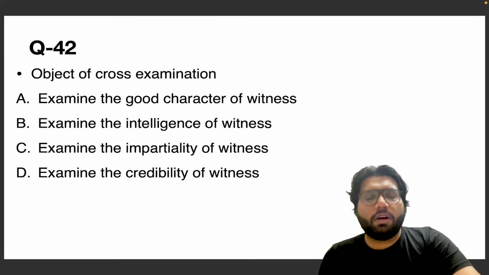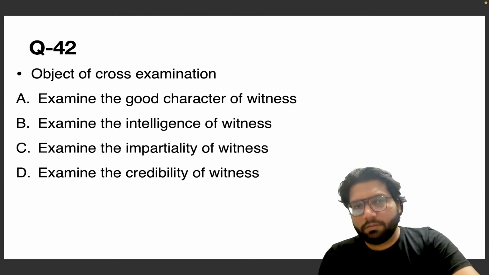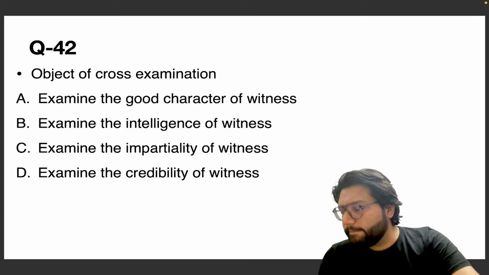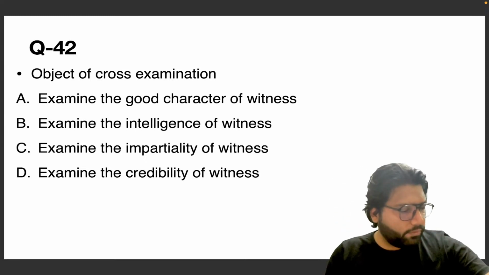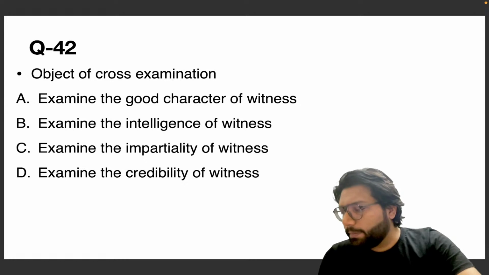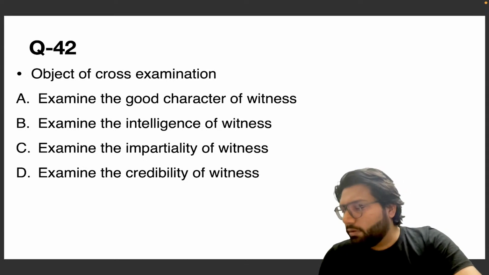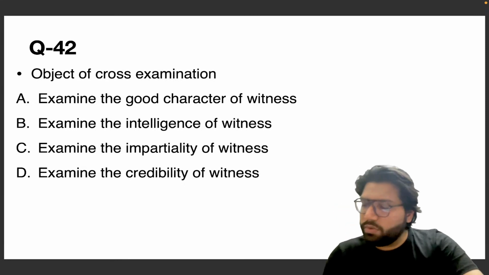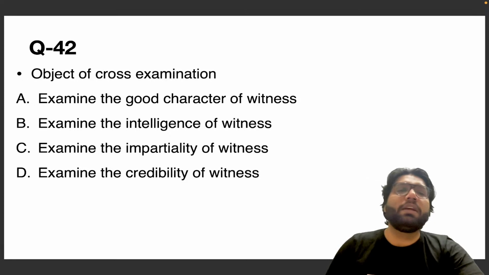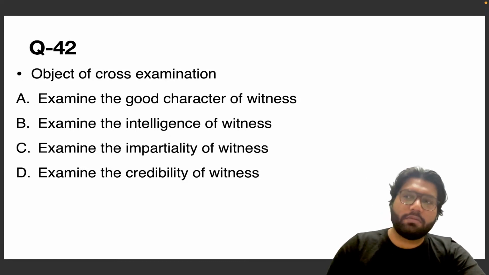What is the object of cross examination? Sapna, total 50 questions, which means 8 more to go. And the object of cross examination is, first one to answer correctly, Sapna, followed by Amit and Pratibha. Yes, students, D is the correct answer, to examine the credibility of witness.